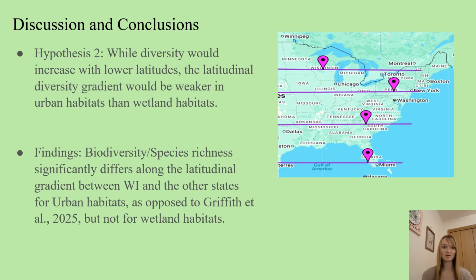And our findings were that biodiversity or species richness significantly differs along the latitudinal gradient between Wisconsin and the other states for urban habitats, but not for wetland habitats. So Wisconsin was the only state that was significantly different than the 3 other sites. It was much lower in diversity in the urban habitats, but not in the wetland habitats. So the latitudinal diversity gradient did not match up with our data for the wetland sites.